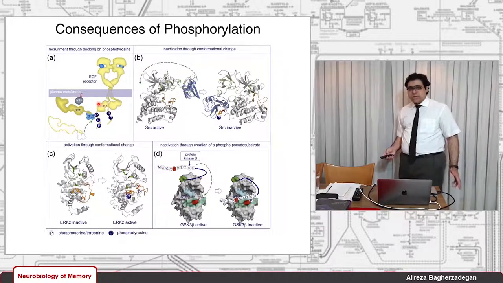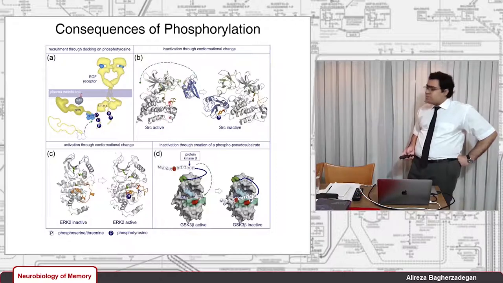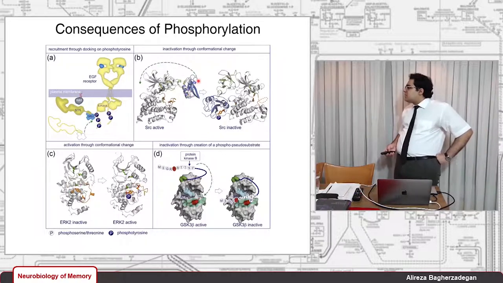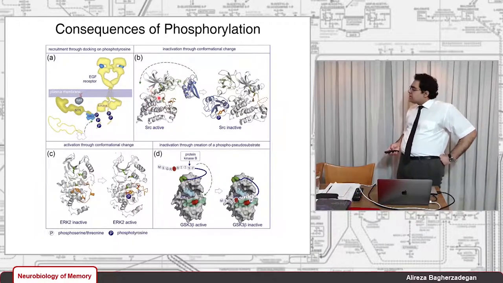So it can act as a docking site and as an agent which recruits other signaling complexes or proteins into that area. In this case, we have a SARC protein, and this is the active conformation. But you can see when a phosphate is added, there is a radical conformational change, and this domain moves to this part. Here we have an inactive SARC just because phosphorylation happens. So the addition of an extra phosphate to SARC causes a conformational change and deactivates the SARC enzyme.